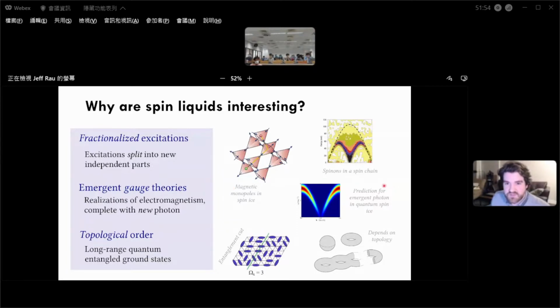In one-dimensional systems and spin chains, you can have spinons, which are like a fractionalization of a magnon. This can also give rise to emergent gauge theories. The example we'll see today is a realization of electromagnetism complete with an emergent photon. This is what will come out when we add quantum fluctuations to classical spin ice. And the defining feature, this topological order, shows up as long-range entangled quantum ground states, which leads to a degeneracy that depends on the topology of the manifold on which you're putting this state. Okay.